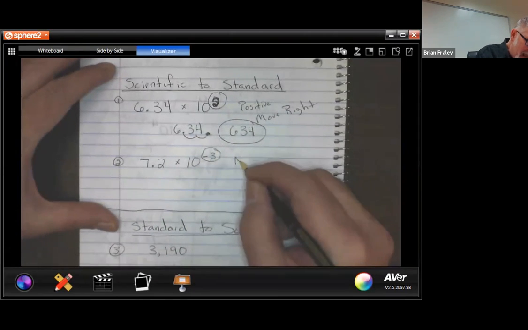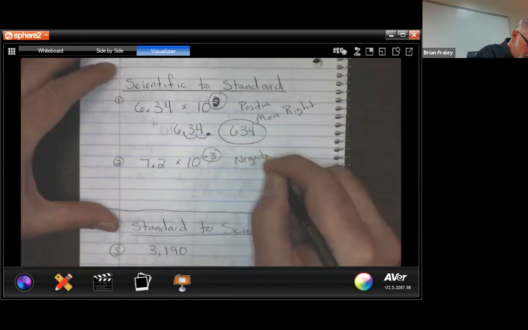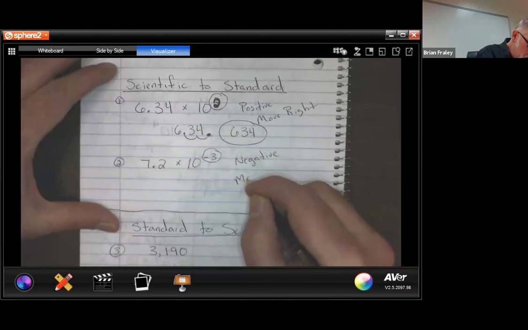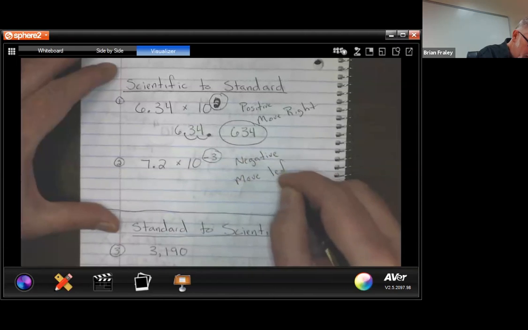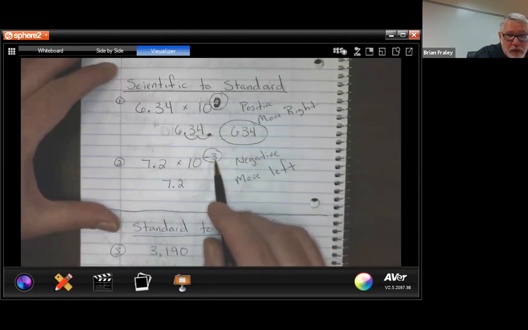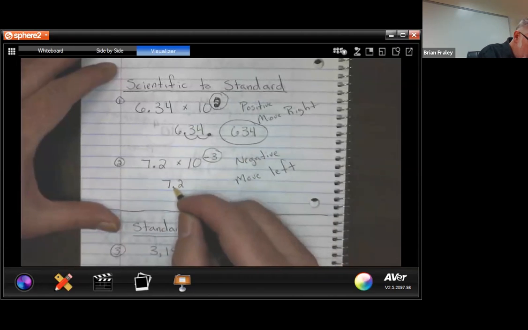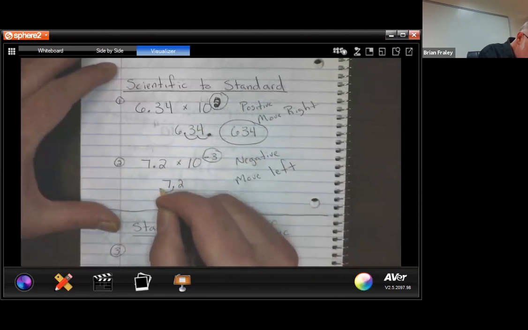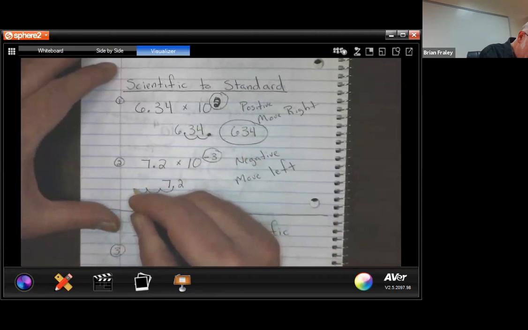Now, if it's a negative exponent, you move the decimal point left. Okay, so I'm going to bring down my 7.2. And we said we got to move it 3 places, but because it's negative, I'm going to go 1, 2, 3 places to the left.